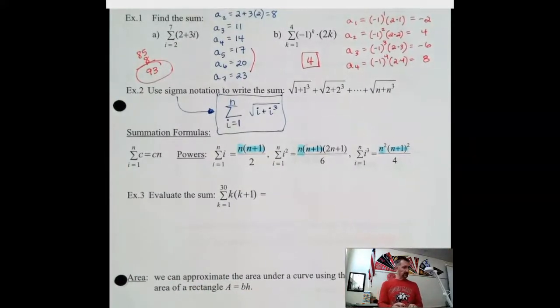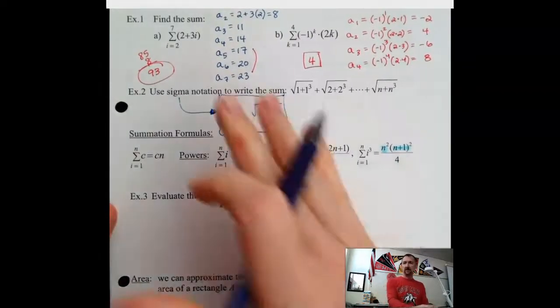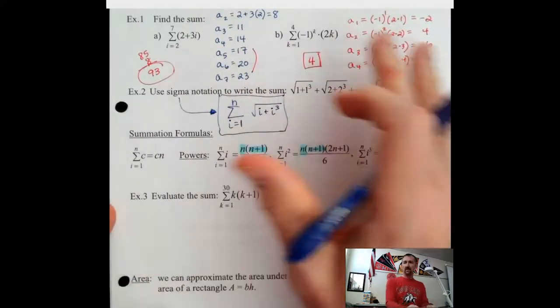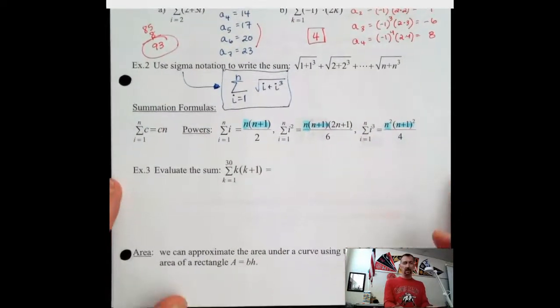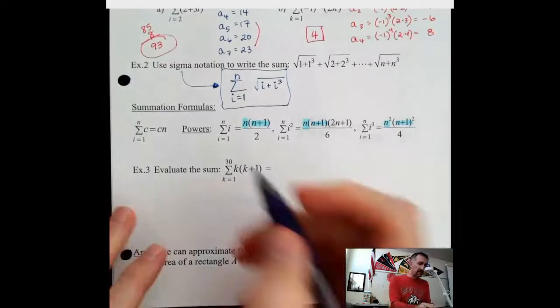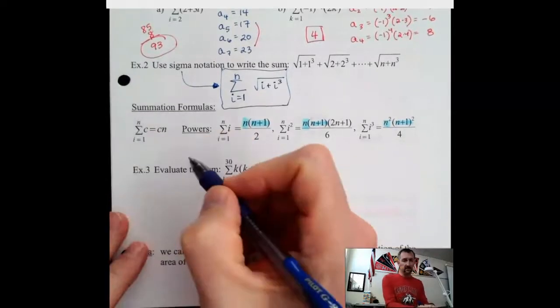Okay. So we have some formulas here. Obviously, if we have a lot of numbers, that's going to be cumbersome. We don't want to sit there and calculate all the numbers and then add them up. So the first formula is pretty basic. It's if we have a constant.